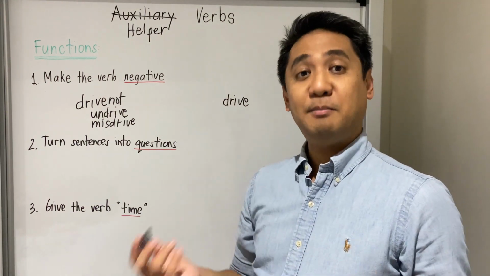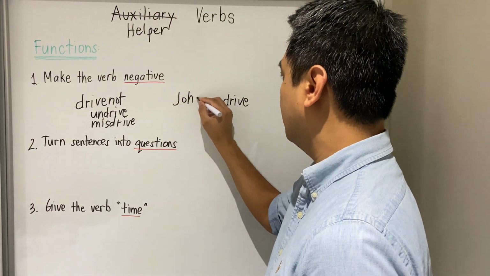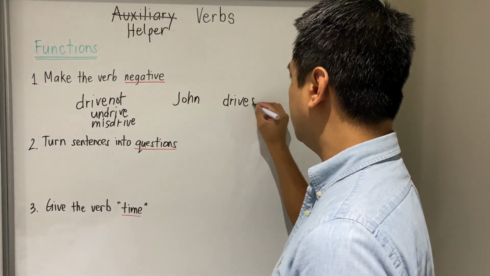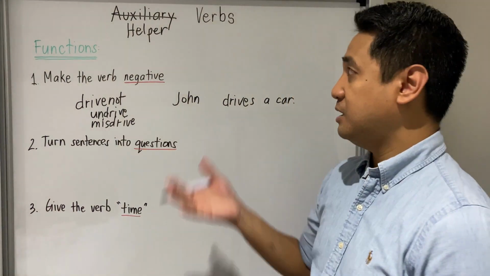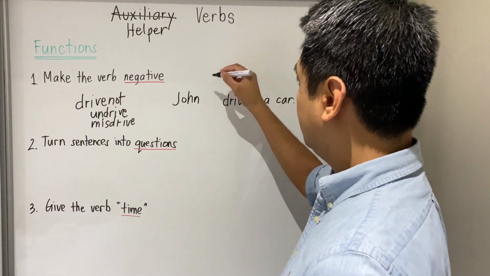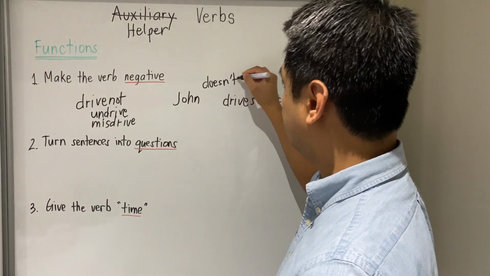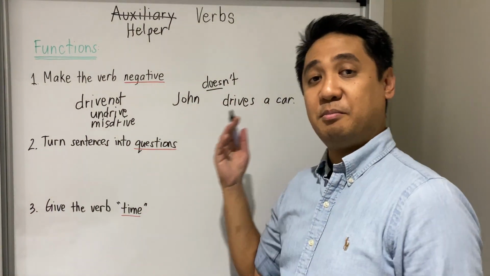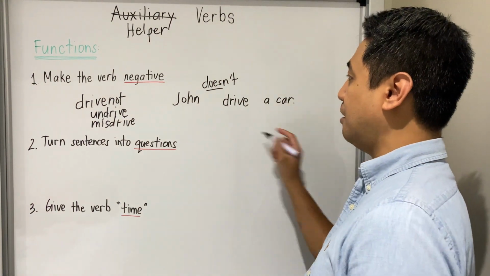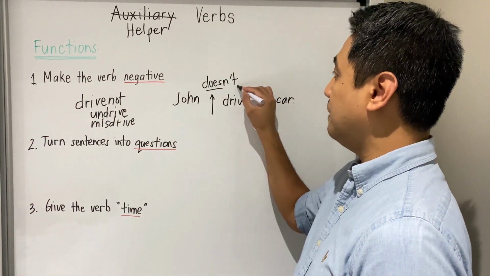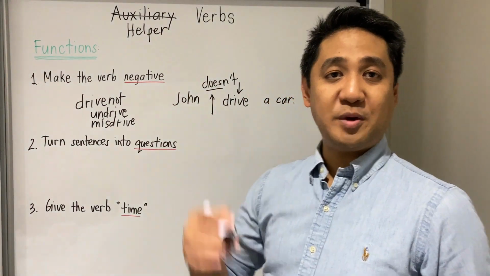That's when we use helper verbs. For example, let's say John drives a car. If we want to make it negative, we simply use a helper verb. John does not or doesn't. Now, because you already have present simple here, you don't need another present simple there. John doesn't drive a car. The function of this is to help this verb become negative. Okay, that's the first way.